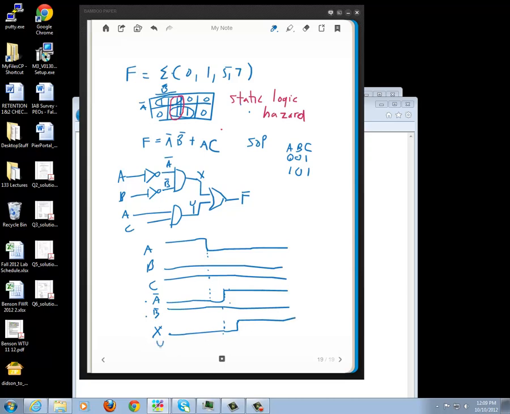Okay, let's look at Y. Y is A and C. C is always high. A is high and then low. So Y is going to be high until this point, where it's going to drop to be low here. Alright, so that makes F X or Y. So here we have X or Y is going to be high, but now at this point they're both low, so it's going to drop from this point with a delay to low, and then it goes high again.